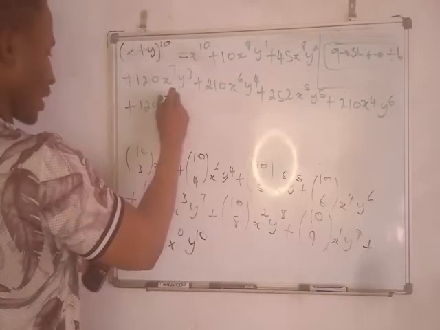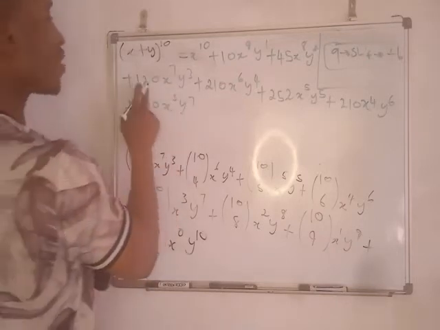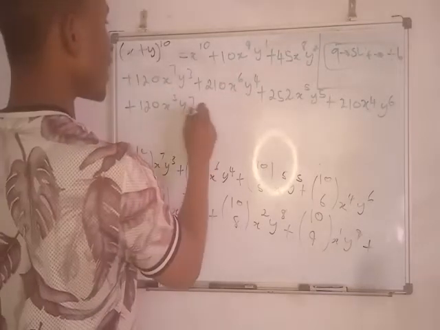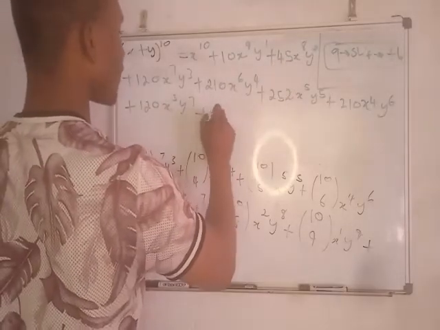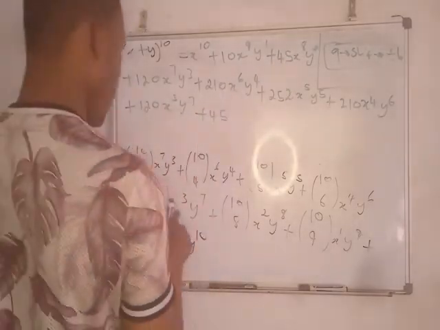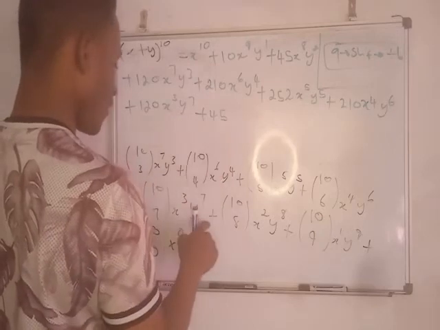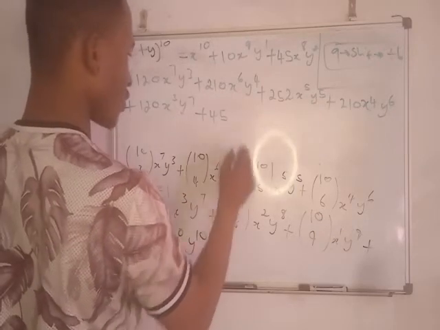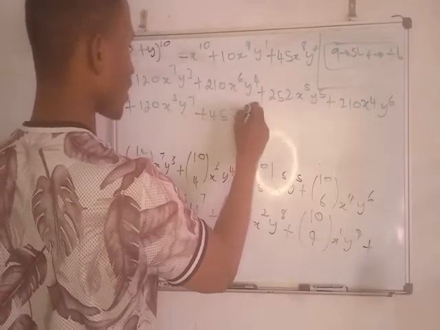X to the power 3, y to the power 7 is this 120. So I can just write this 45 here because of this repeating is going back. But this 45 will be for 8. So it's going to be x squared y to the 8.